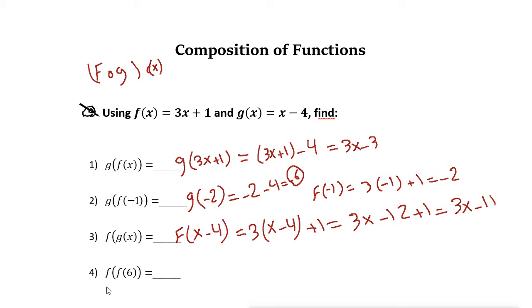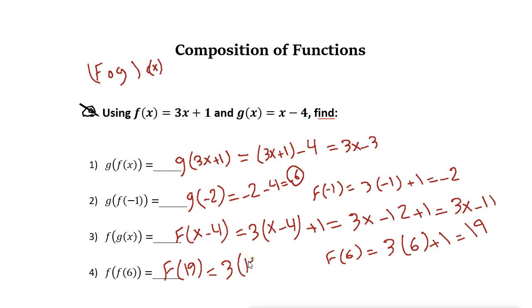Next one. f of f of 6. So first let's just find f of 6. Just plug in 6 here for x. So it is 3 times 6 plus 1, which is 3 times 6 is 18 plus 1 is 19. So f of 6, we know that it is 19. Now f of 19 is 3 times 19 plus 1. So 3 times 19 is 57 plus 1 is 58.